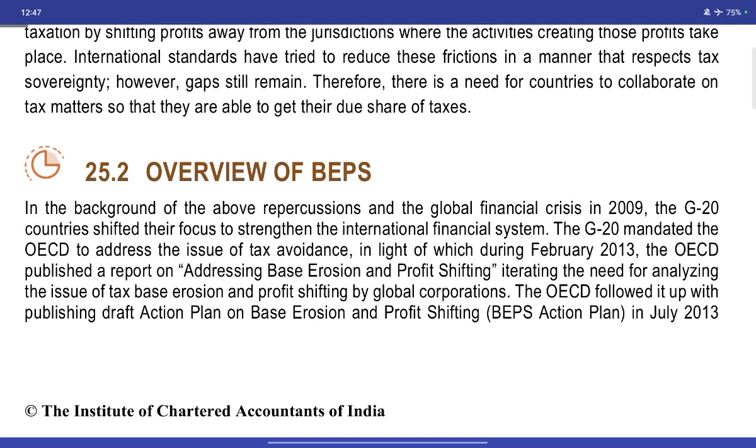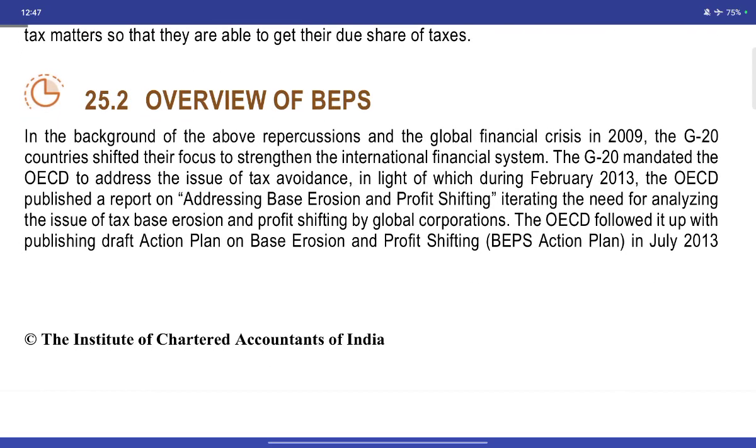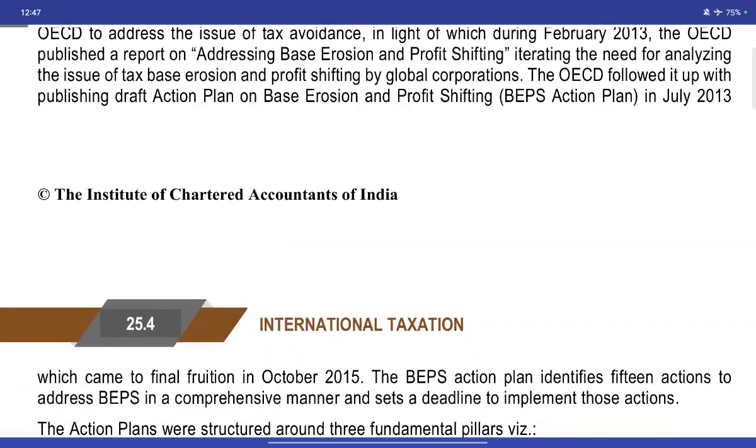Base erosion and profit shifting. The background: in repercussion of the financial crisis of 2009, the G20 countries shifted the focus to the center of the international financial system. The G20 mandated the OECD to address the issue of tax avoidance. In light of this, in February 2013 the OECD published a report on addressing base erosion and profit shifting, reiterating the need for analyzing tax base erosion and profit shifting of global corporations. The OECD followed up by publishing the action plan on base erosion and profit shifting, the BEPS action plan, in July 2013.